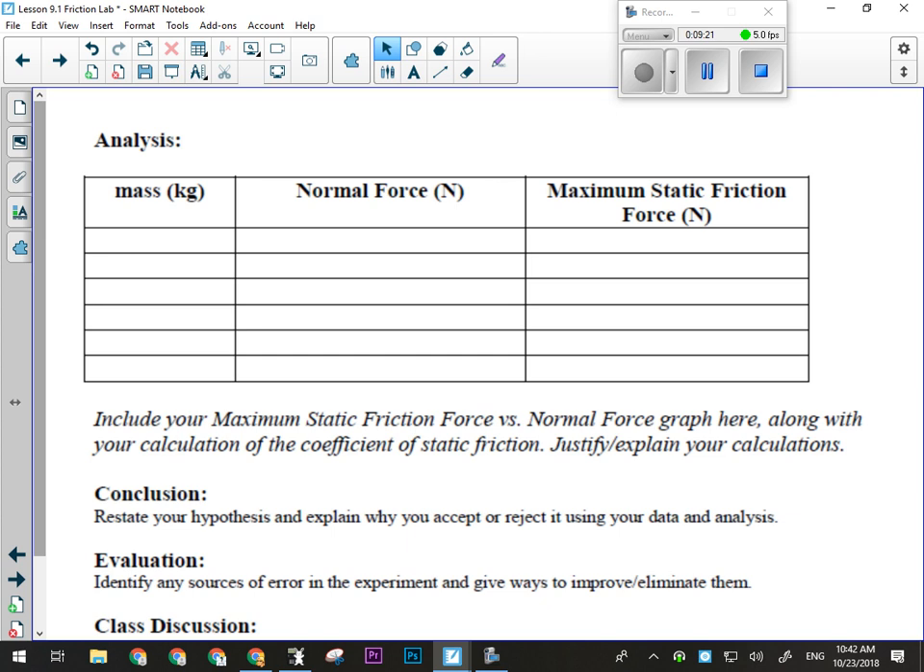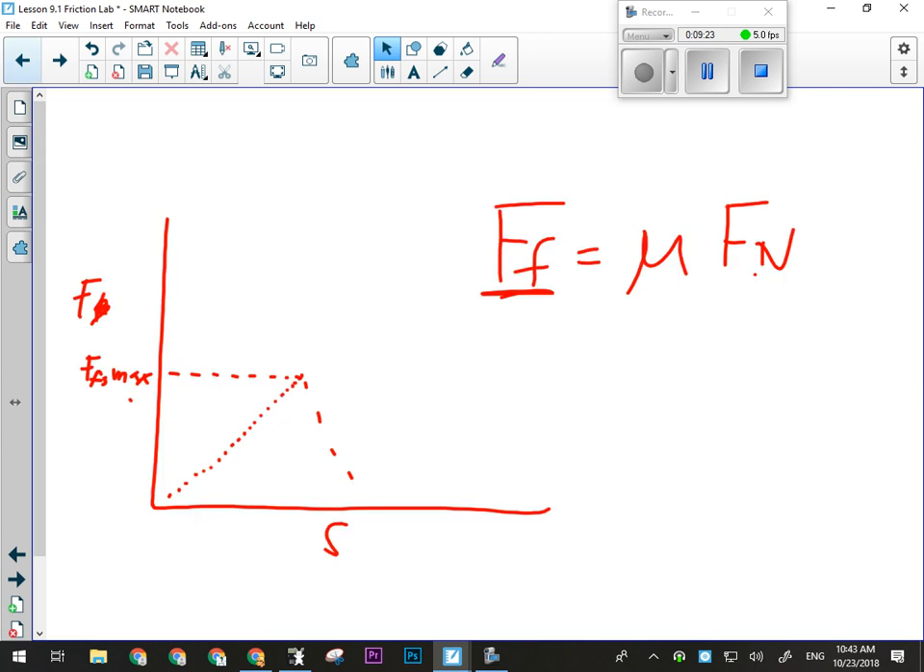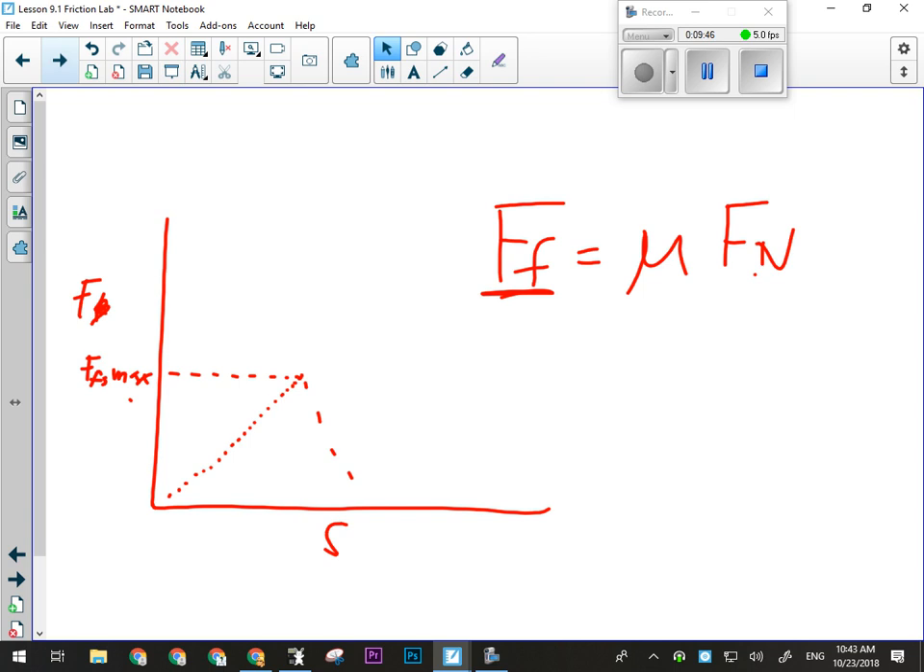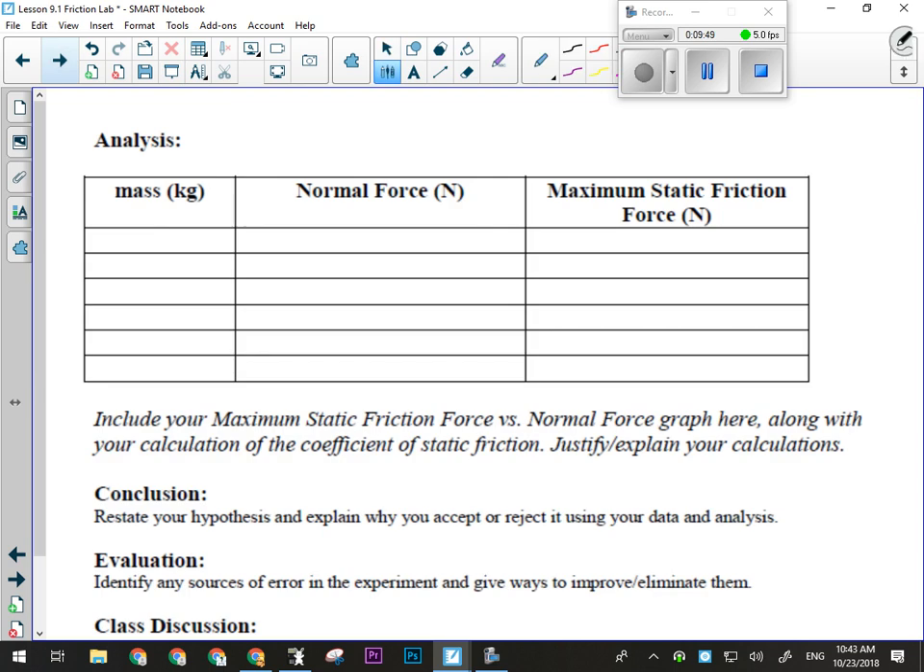One thing here, actually a couple things. The mass of the cart, or sorry, not the cart, it should say sled. The sleds are 0.254 kilograms when they are empty. So your first trial will be 0.254 kilograms for your mass because you're just pulling an empty sled. Actually, let's just fill that in right now. So we've got 0.254 kilograms for our first one.